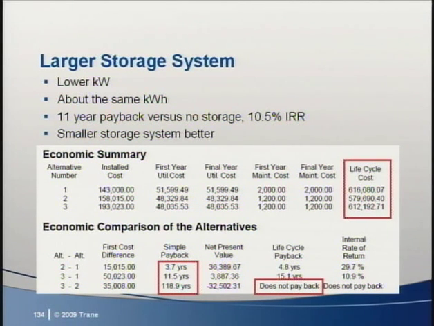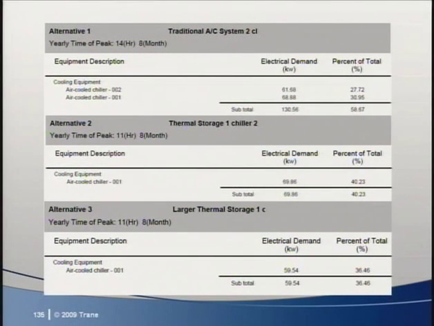There's a $30,000 life cycle cost increase over the smaller system and modest savings over the no storage system. So our larger system does not pay back as well as the smaller system. But we did save more kW. Here are those details. We went from 70 kW down to 60 kW for the chillers, a reduction in building peak demand of 10 more kW.